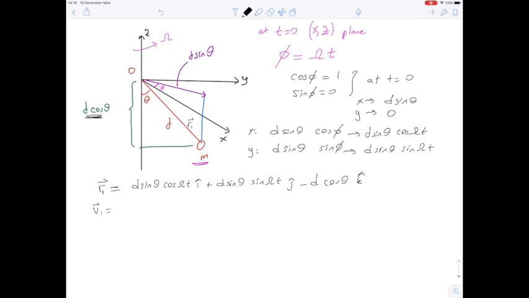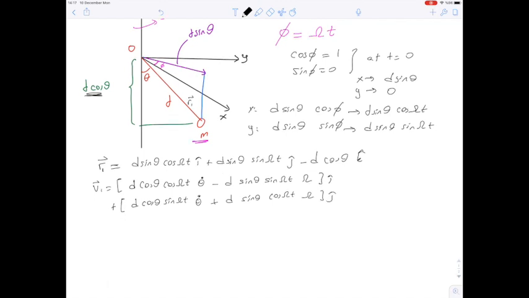Okay, so for the velocity, theta is my dynamical quantity, it depends on time, but I will also consider the effect of the cosine omega t term. So let's look at this: d cos theta cos omega t theta dot minus d sine theta sine omega t times omega, this is in the i direction. Plus, for the y direction, d cos theta sine omega t with the theta dot plus d sine theta cosine omega t omega in the j direction, plus d sine theta theta dot in the k direction.